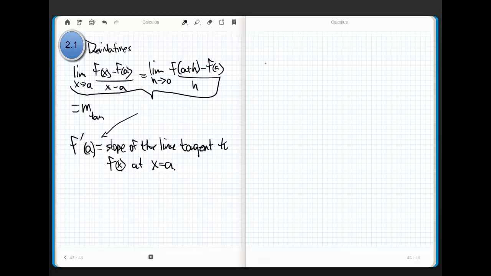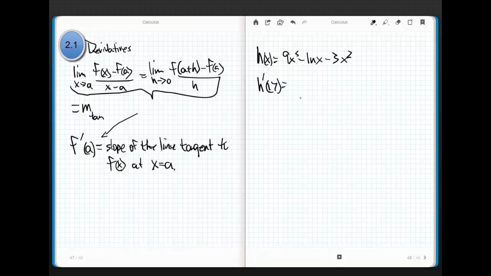So think about this. If I've got any function at all, call it whatever you want, if I've got h of x equals 9x to the fifth minus the natural log of x minus 3x squared, and I talk about h primed at 17. Now we don't quite have the wherewithal to start taking the derivatives of things like this yet. Taking the derivative is the process of going through the limit.